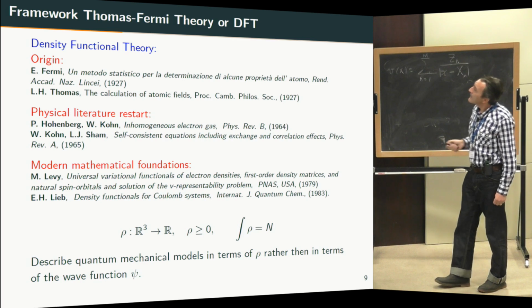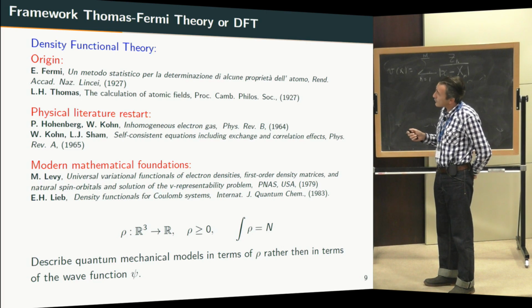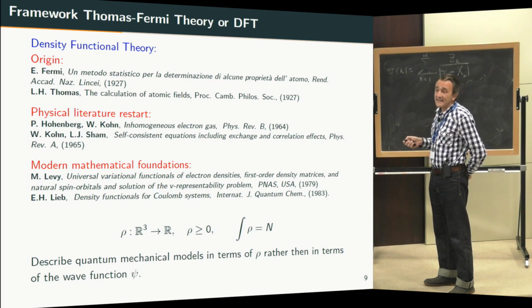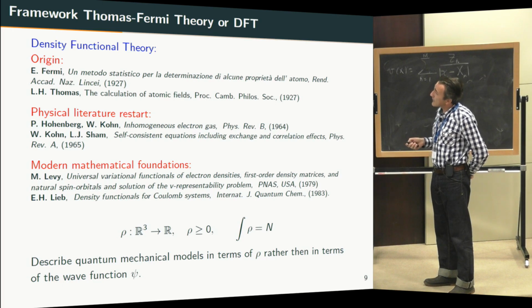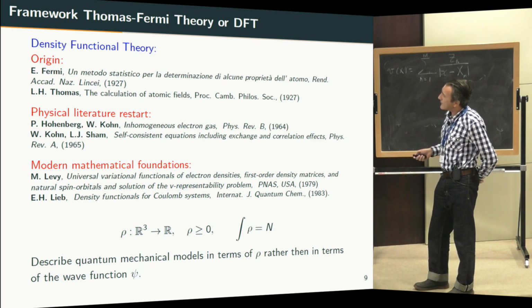The framework is the framework of Thomas-Fermi theory, or density functional theory. It has its origin in 1927. There are two papers which came out at the same time by Fermi and Thomas, in which they started to think about this. They wanted to describe a quantum mechanical model in terms of density in R^3.